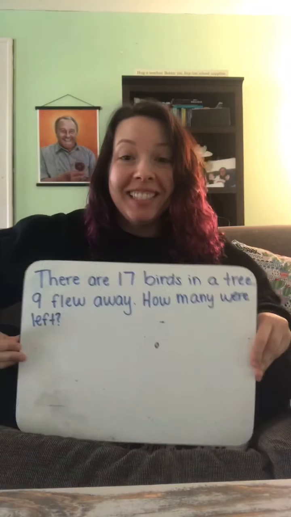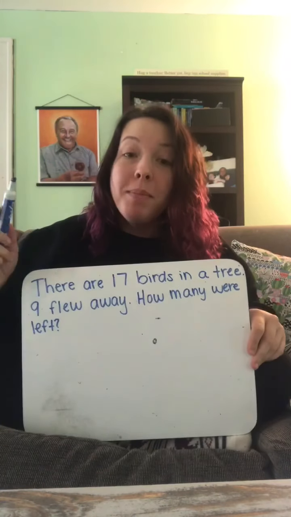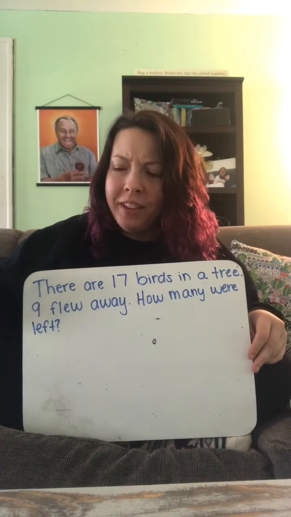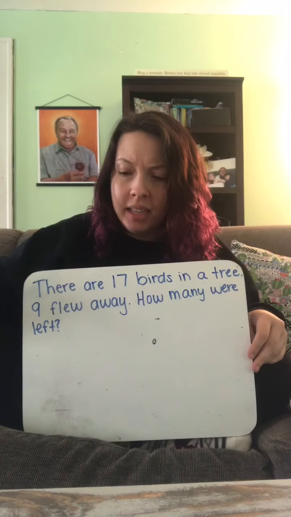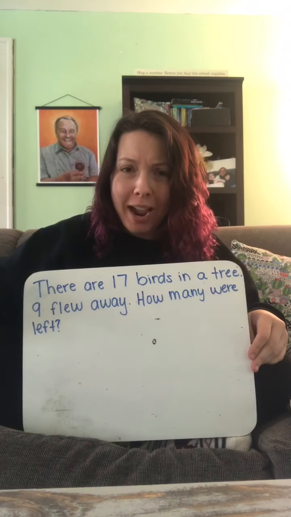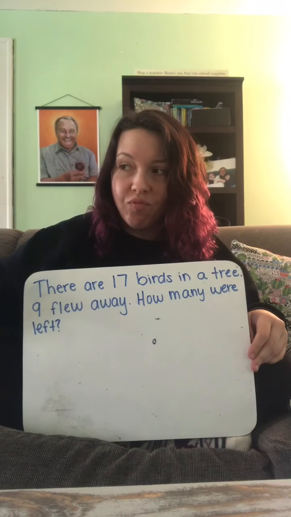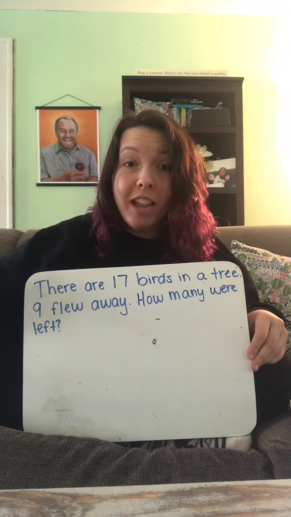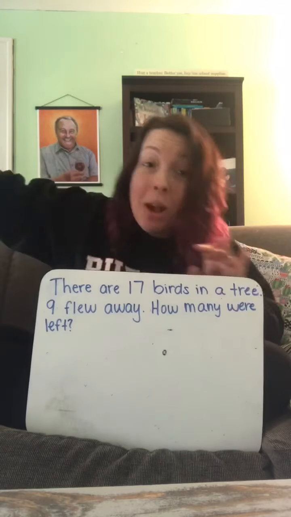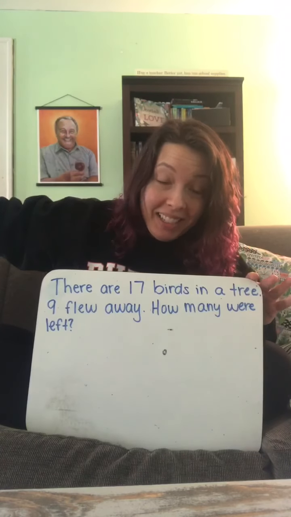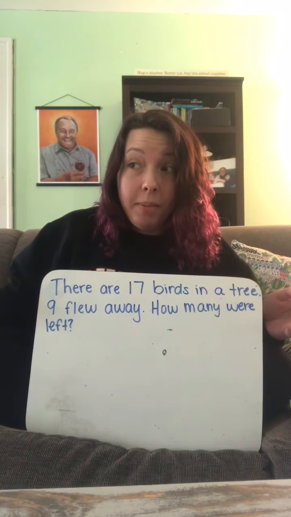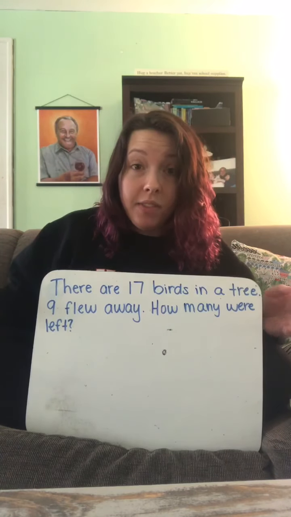All right, let's get started on solving this problem. Before we can start, we need to figure out what it's asking us. Is this going to be a subtraction or an addition problem? Yeah, so if we had birds on the tree and some of them went away, then we want to know how many are left. If some of them went away, then that means that we're doing subtraction.